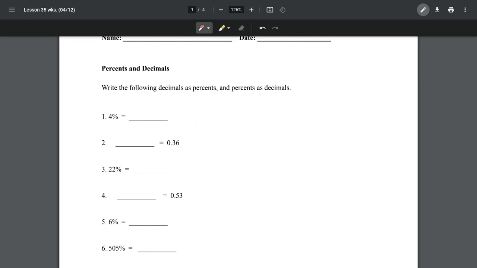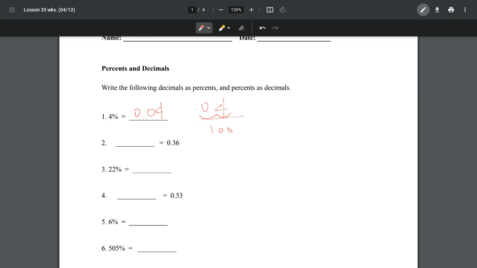Okay, so they're asking us to write the following decimals as percents and percents as decimals. For number 1, we have 4% and we have to convert it into a decimal. So 4% is 4 over 100, right? And so we're dividing 4 by 100, so we move the decimal place 1, 2 to the left, and so we have 0.04 as our decimal.